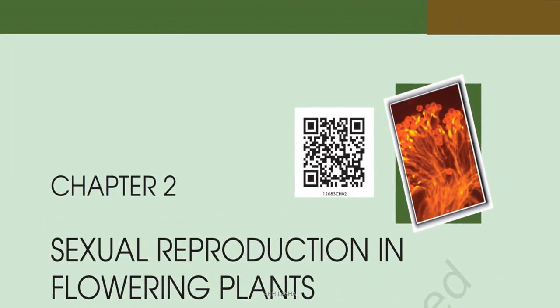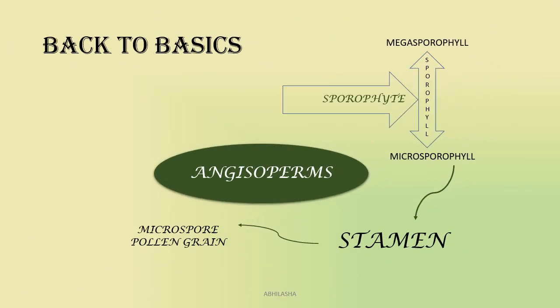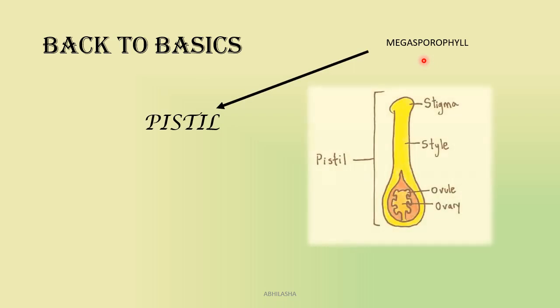Welcome back, class 12. Today we'll resume lesson 2 of your biology books, Sexual Reproduction in Flowering Plants. Now, hope you remember this from the previous class. Here we'll just focus on the megasporophyll. Now, the female spores or the megaspores are borne on special leaves known as megasporophylls. These special floral leaves are commonly known as pistils, or in groups are known as gynoecium.